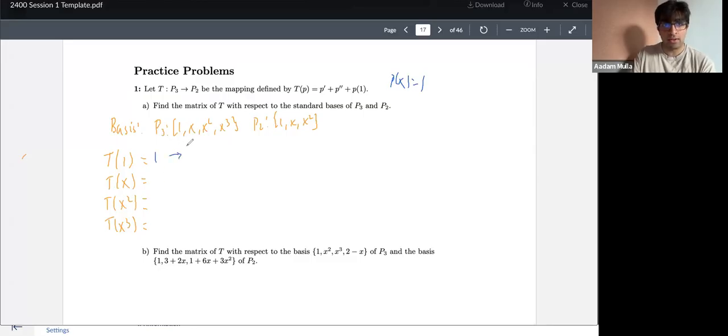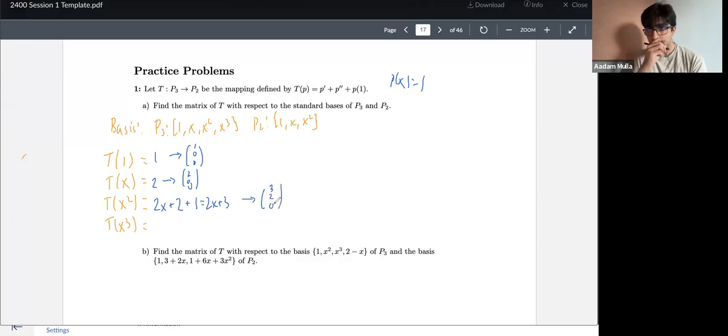Okay, and let's write this as a vector. Now we need to represent it in P2. So how do we write 1 as a vector in P2? That's going to be (1, 0, 0), right? 1 times this thing plus 0 times this thing plus 0 times that thing. Okay, T of x: x prime is 1, x double prime is 0, plus 1 again will give us 2. Okay, T of x squared, let's just do it out. X squared prime is going to be 2x, plus 2, plus 1, right? Which is going to be 2x plus 3, which is (3, 2, 0), correct?